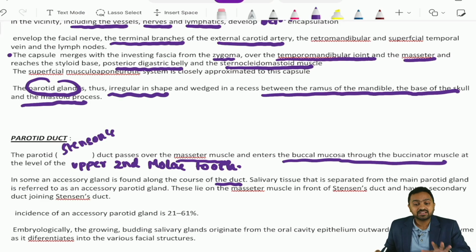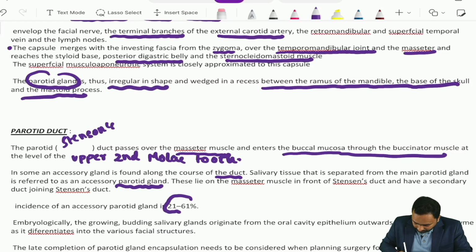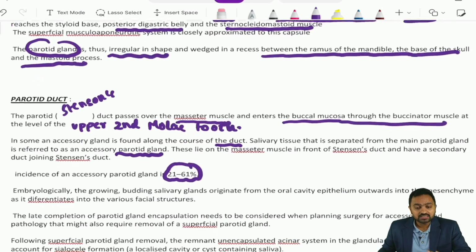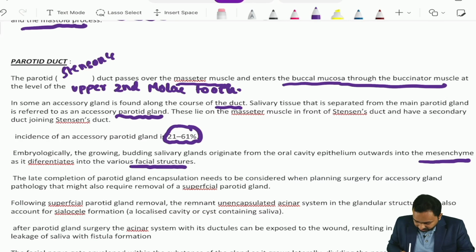In some people, an accessory gland is found along the course of the duct. This salivary tissue that is separated from the main parotid gland is referred to as an accessory parotid gland. It lies on the masseter in front of Stenson's duct and has a secondary duct joining Stenson's duct. The incidence is around 21 to 61%. Embryologically, the growing budding salivary glands originate from the oral cavity epithelium into the mesenchyme as they differentiate into your various facial structures.